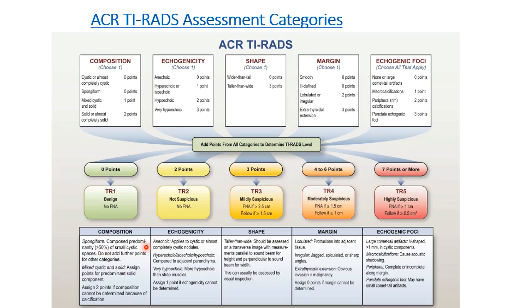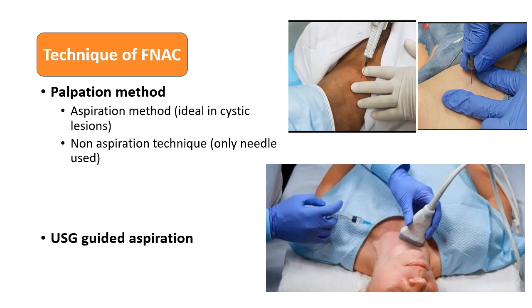For example, for TR1 and TR2 lesions, no FNAC is required. Whereas for TR5 lesions, FNAC is required even for a 1 centimeter lesion. And if a lesion is 0.5 centimeters, follow-up is required. So this was about the radiologic findings and assessment of thyroid on radiology.